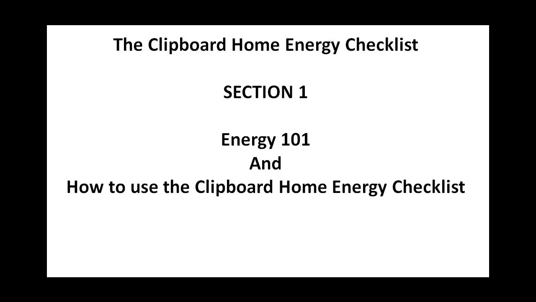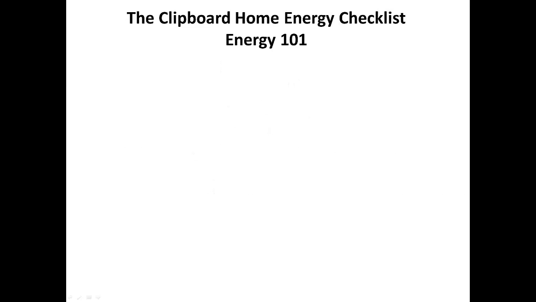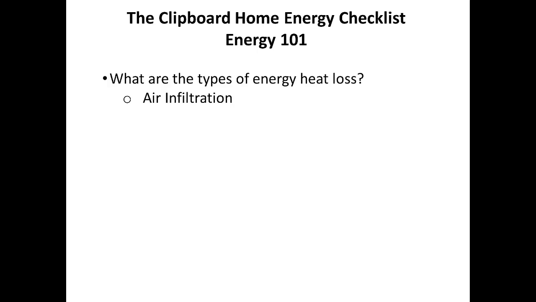Let's get started. So let's go through a little bit of Energy 101 in terms of what is energy and how does the loss of energy happen in a home. And so we have to understand a little bit more about the principles. So the first thing we're going to be talking about are what are the types of energy heat loss. And the first type of heat loss that we want to talk about is air infiltration.